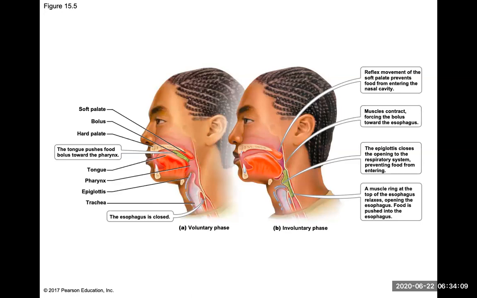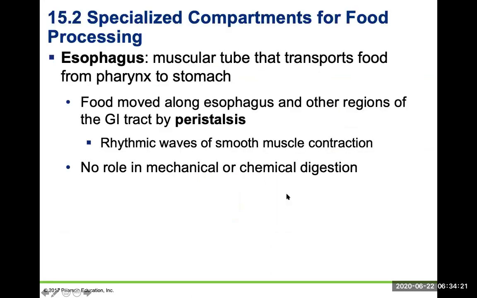So this is a look at how food is swallowed and the proper mechanisms that close off your nasal cavity, the soft palate, and the epiglottis, your trachea, so that the food goes where it's supposed to.